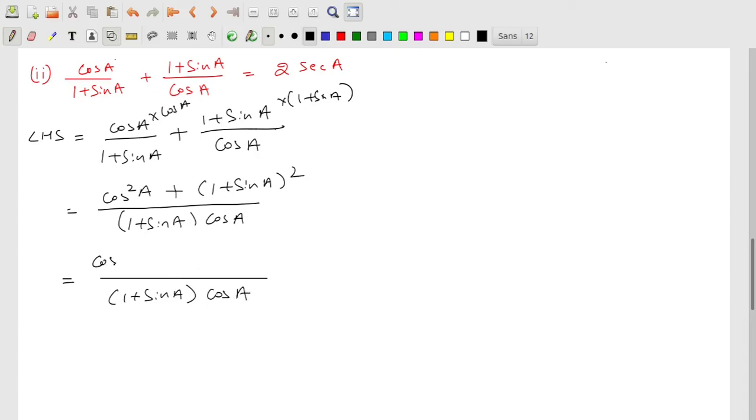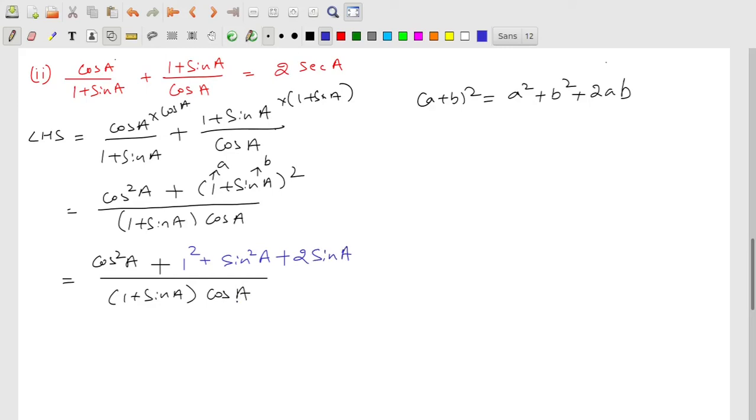Fine. Keep the denominator as it is, 1 plus sin A and then cos A. So here cos square A, again just keep it as it is. We have 1 plus sin A whole square, and we know the identity, that is A plus B whole square, which is equal to A square plus B square plus 2AB. So here 1 is A and then sin A is B, right? So then you will get A square, what is A square here? 1. So you will get 1 square plus B square, that is sin square, plus 2 into 1 into sin A, or you can just write it as 2 into sin A.